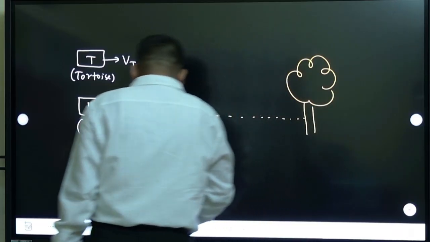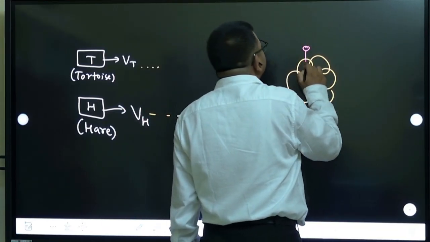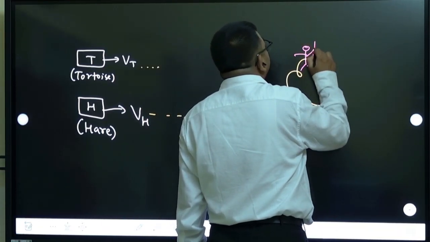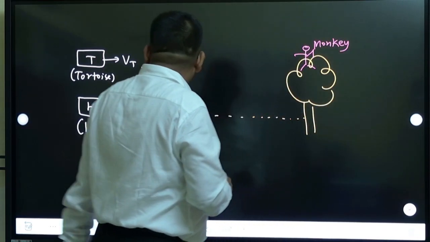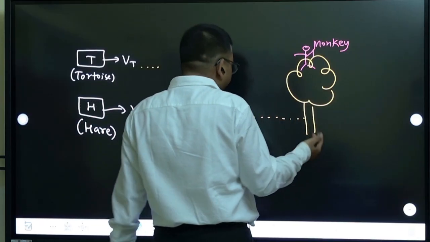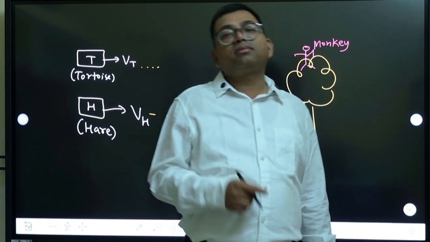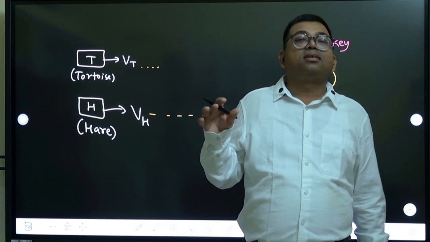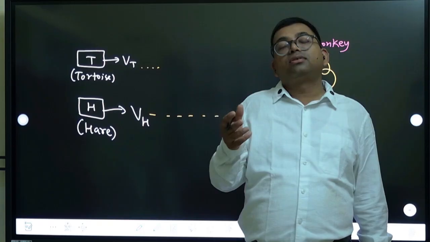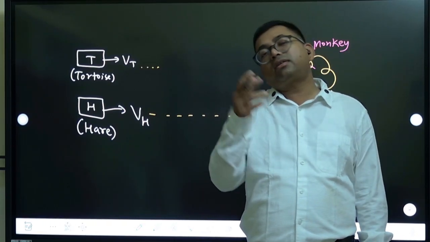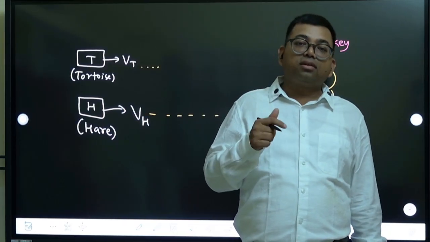And on the top of the tree there is a monkey. Okay, and the hare reaches and he sleeps, right? He sleeps. And when he eats food and sleeps, he goes into deep sleep. He doesn't notice where the tortoise is. He doesn't wake up, right? So the tortoise went farther than the hare.